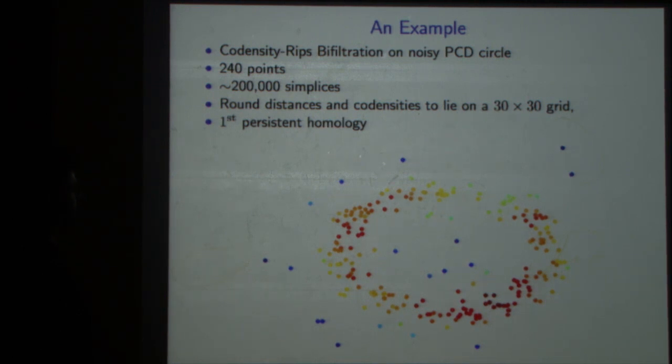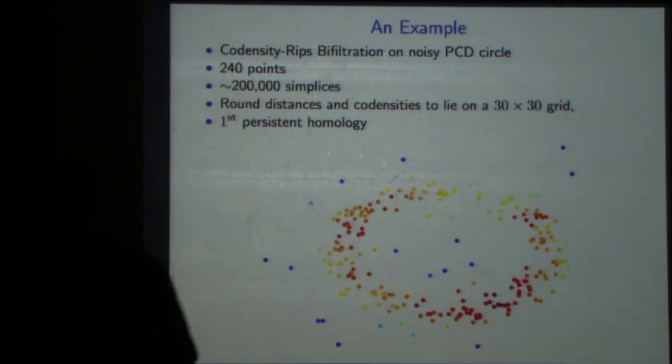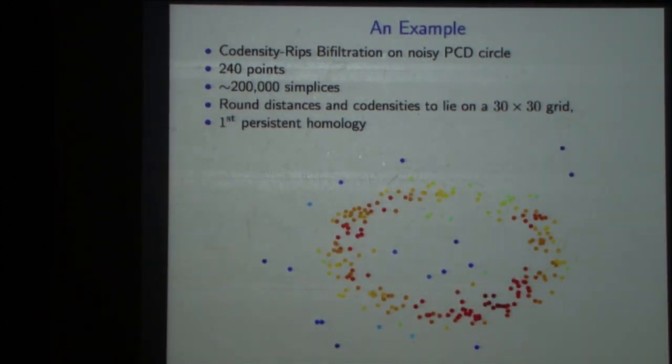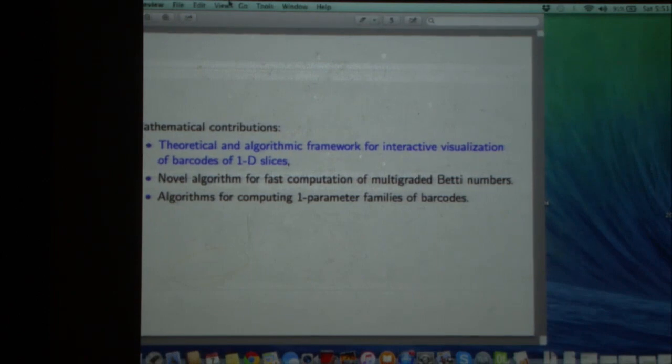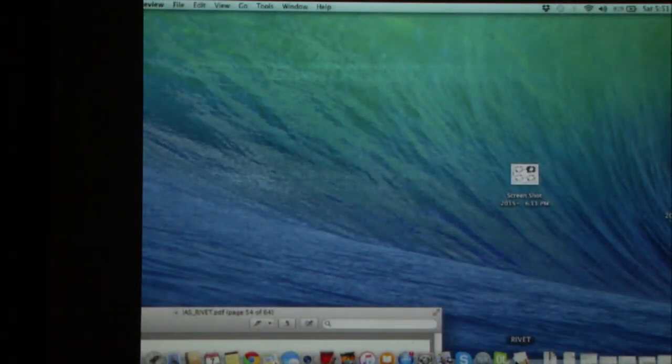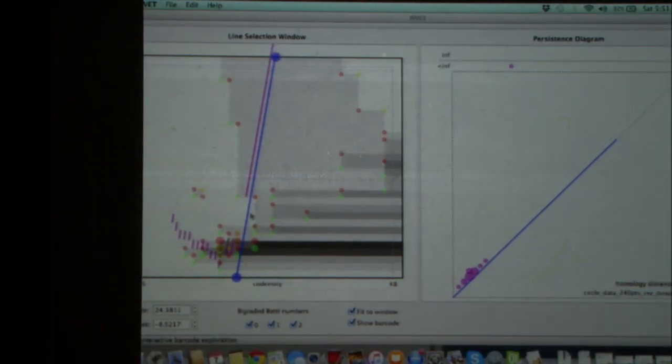To make our computation easier, I'm going to round the distances and the codensities in this filtration to lie on a 30 by 30 grid. And I'm going to consider the visualization of the first persistent homology. Morally, we have this cycle here, and we hope that we can recover that. I did this computation on the way over here when I was on the train, so it didn't take too long. And so here's what we saw before.